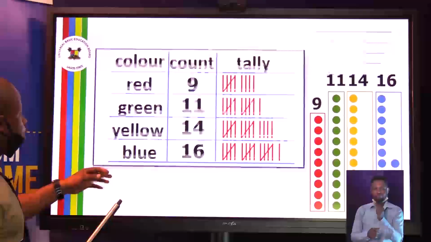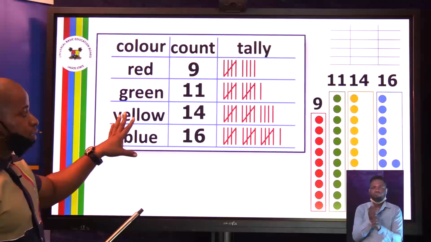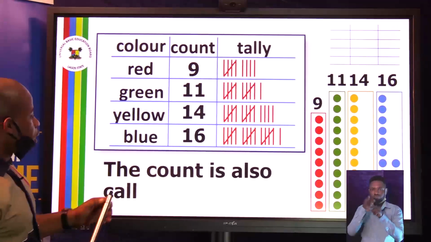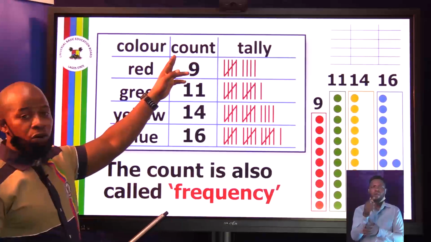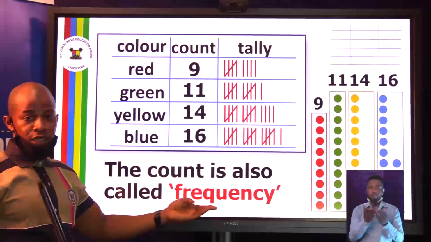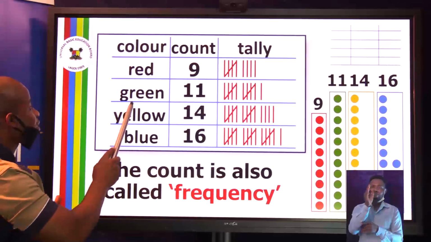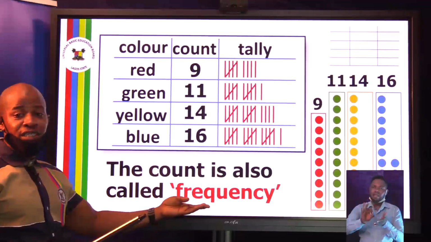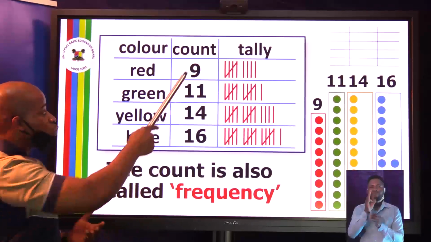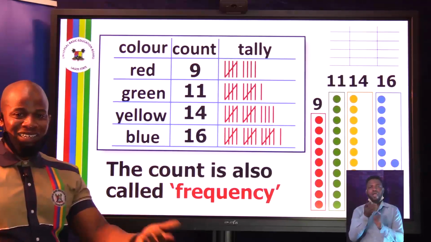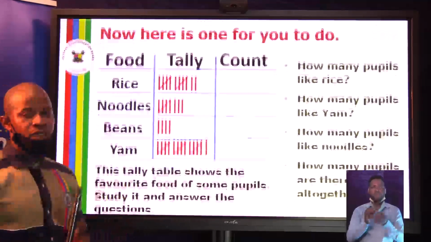Moving on. This is a summary of that tally at a glance. The one I call count here, sometimes you might see it in your books and they write it as frequency. It's still the same thing. It means how many red balls, and that is 9. So the count is 9, or you say the frequency is 9. I use count so that you can remember it is how many you get there, something you can count. But if you see frequency, it's still the same thing.